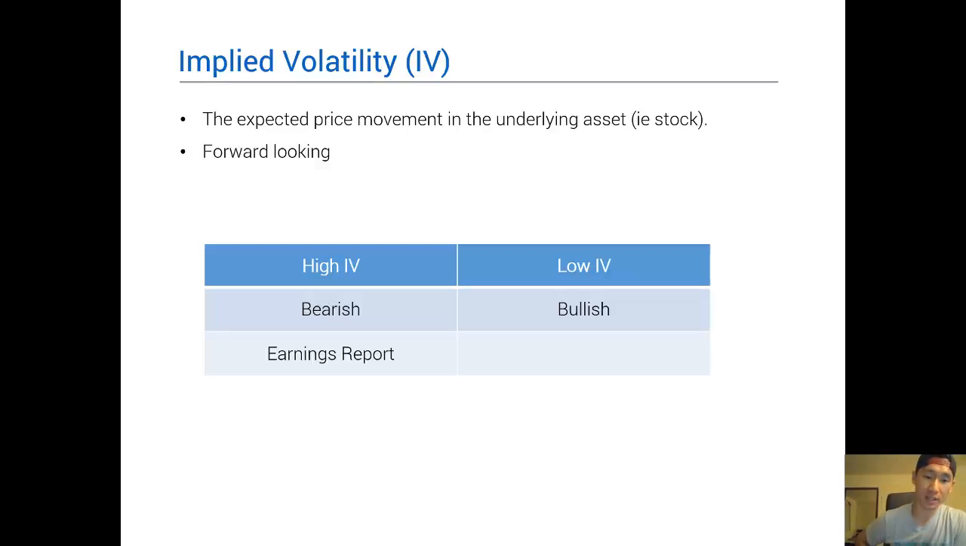Another instance of a high IV scenario is an earnings report. So say for example, if Cisco had an earnings report coming up tomorrow, you'll see the IV be pretty high the day before because there's an expectation that price would move. And you can see this in the stock price.